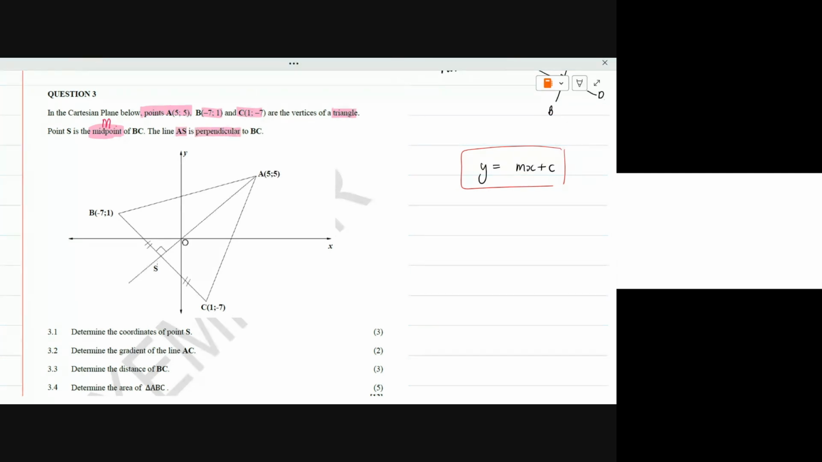So you see, when we read this information they give us on the top, we already kind of know what we can expect. If we're looking for the midpoint, we know we're going to have to use the midpoint formula. When they tell us that AS is perpendicular to BC, we already know, before we start, that the gradient of AS times the gradient of BC must equal -1. That's something we already know before we get started.